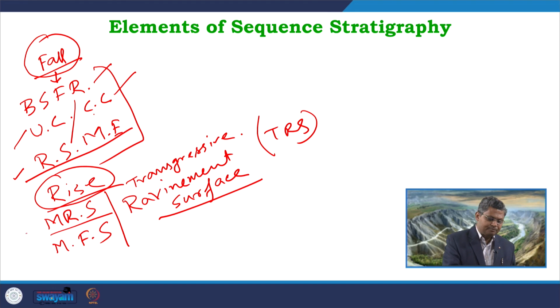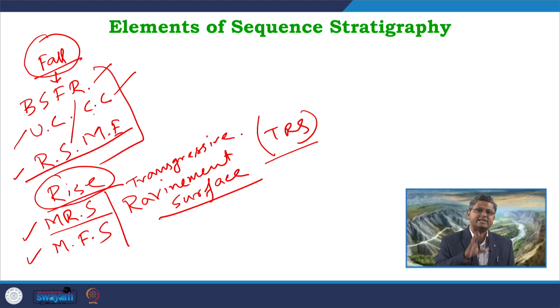During the rising phase, already we have discussed MRS and MFS, maximum regressive surface, maximum flooding surface. And along with that, we can also get a TRS, transgressive ravinement surface, which can be a tidal ravinement surface or wave ravinement surface. We have not discussed this surface in this class, we will discuss it later on. But these 7 surfaces are the primary, major surfaces that we can record in any sedimentary succession when we are doing sequence stratigraphic modeling.